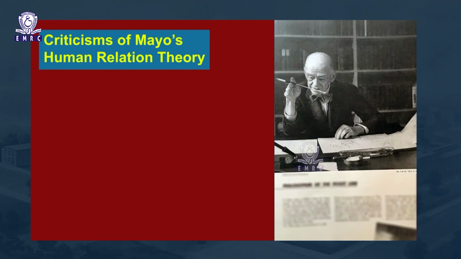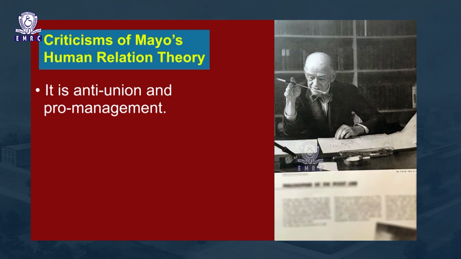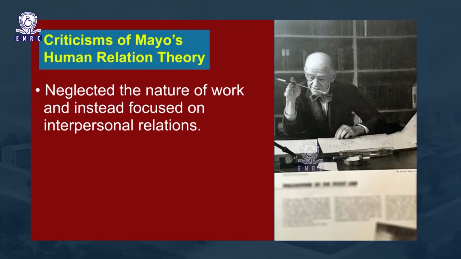Now, let us look into the criticisms of Mayo's human relations theory. This theory lacks scientific basis. The theory is not based on actual behavior of workers, as they were influenced by their feelings of importance, attention and publicity they received in the research setting. Workers react positively and give their best when they know they are being observed. It is anti-union and pro-management. Mayo underestimated the role of unions in a free society as well as never tried to integrate unions into his thinking. His theory neglected the nature of work and instead focused on interpersonal relations.